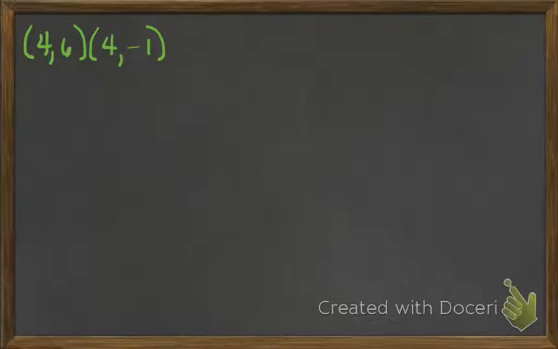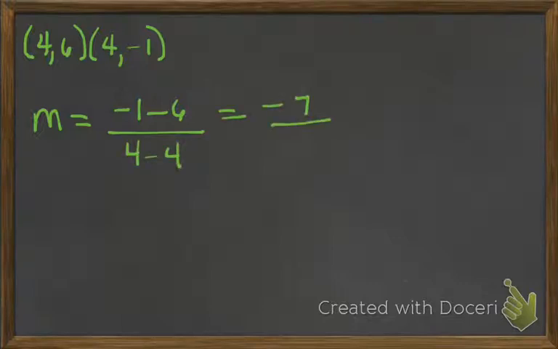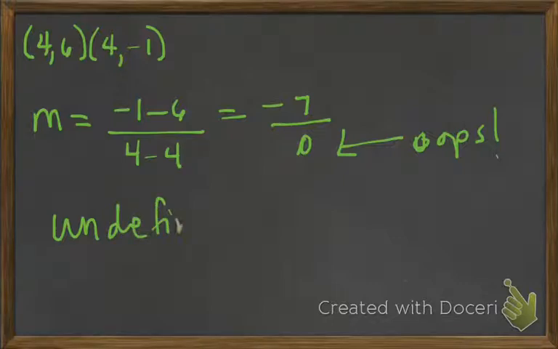Another example, 4, 6, and 4, -1. Using your formula to determine slope, we have -1 minus 6 over 4 minus 4, which is -7 over 0. We cannot divide by 0. That's our ski slope. We don't know what's coming next. That means this line is undefined. It is vertical.